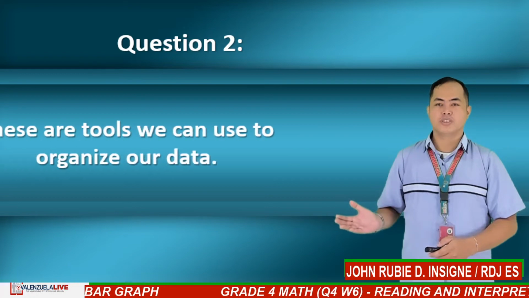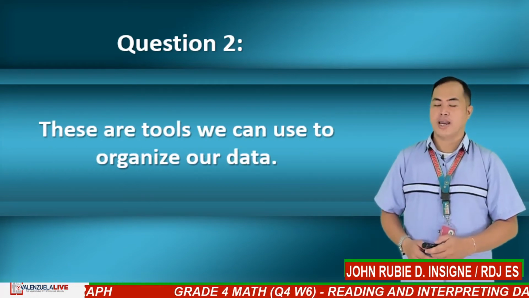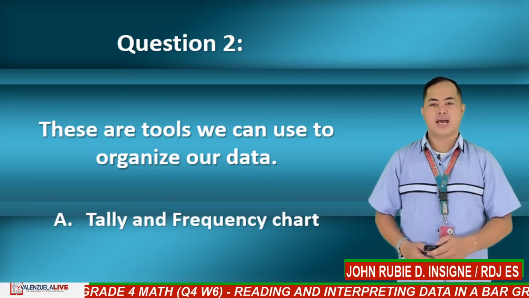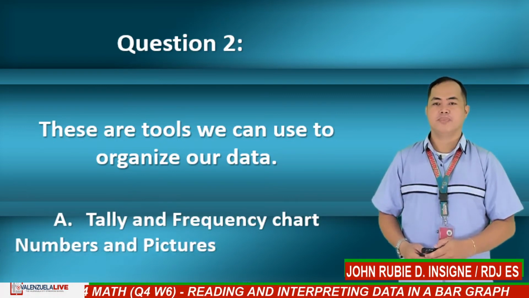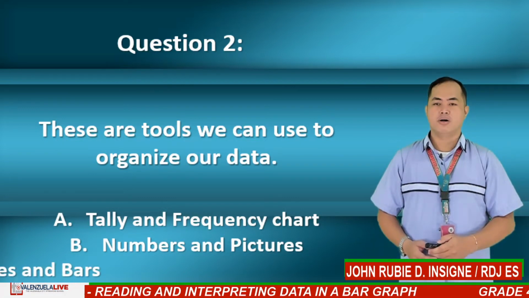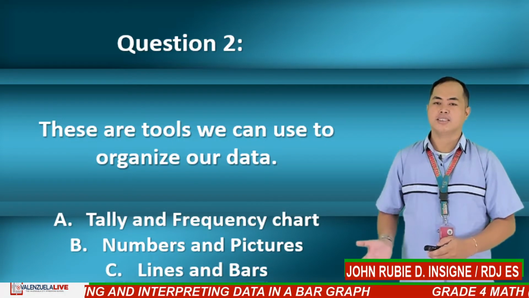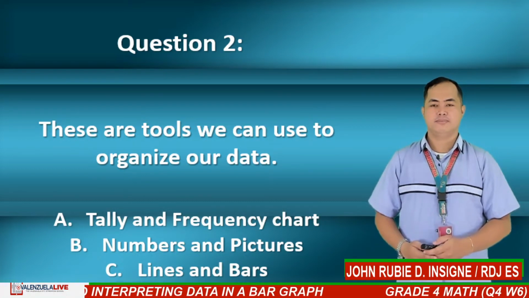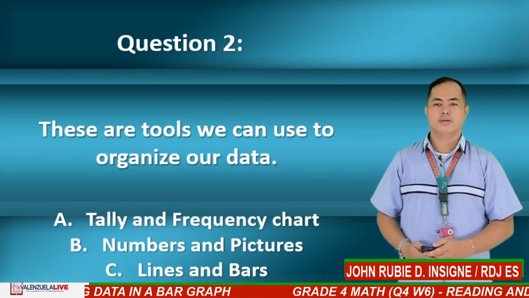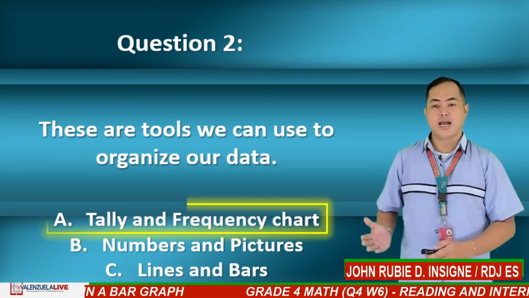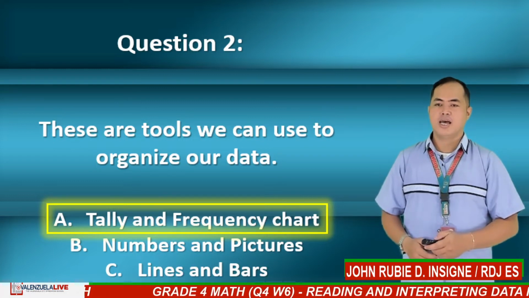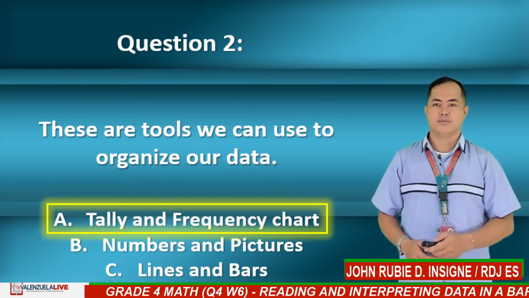These are tools we can use to organize our data. Is it letter A, tally and frequency chart, B, numbers and pictures, or letter C, lines and bars? The correct answer is letter A. Great job, kids! Now let us answer question number 3.